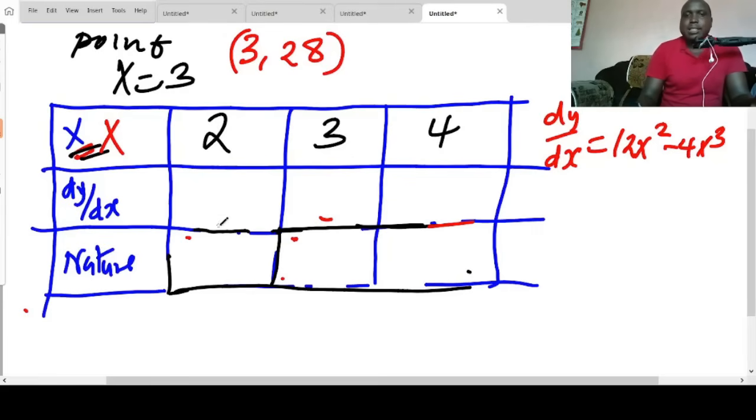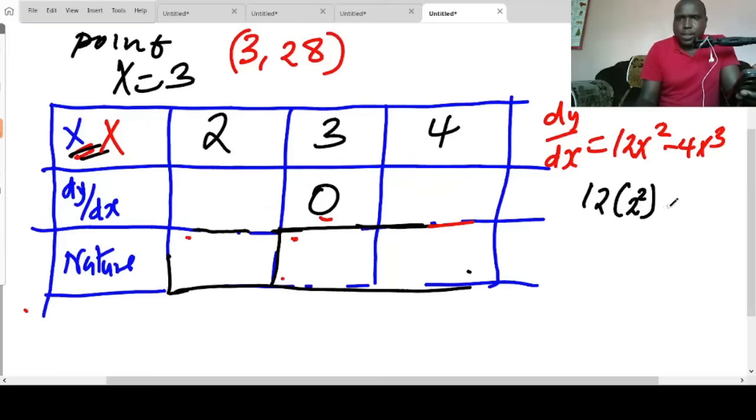So once you have done that, if you substitute 3 here, this is going to be 9 times this, and the answer is going to be 0 here. That one, be sure. That is going to be dy over dx kwa x itakuwa 0. Now next, we substitute with 2. So unasema hapa 12 into 2 squared minus 4, 2 cubed. So 2 squared ni 4. 4 times this itakuwa 48 minus. This is 8. 8 times this itakuwa 32. So 48 minus 32.